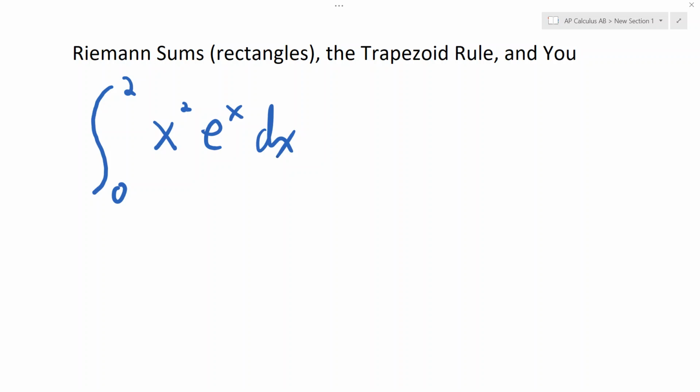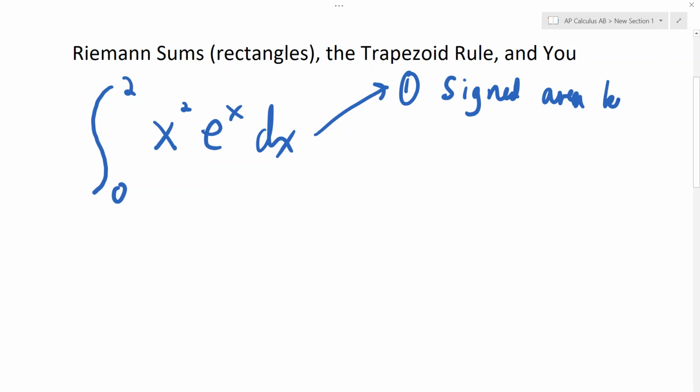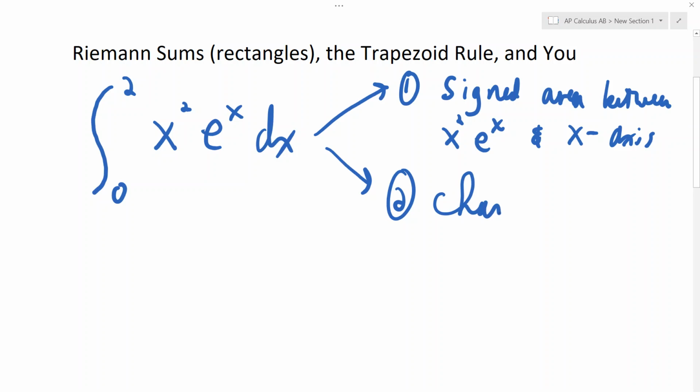And we're going to exploit the fact that an integral really does two things. The first is the area, well, the signed area, right? The signed area between x squared e to the x and the x-axis. And it also represents the change in an antiderivative.